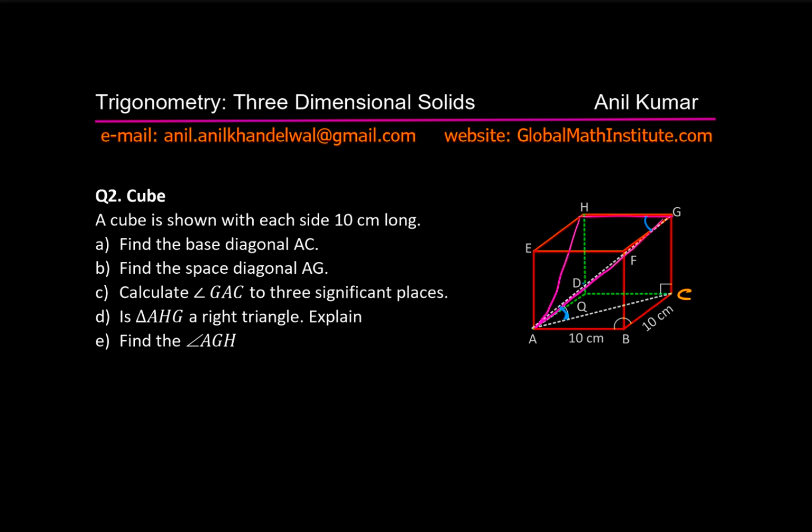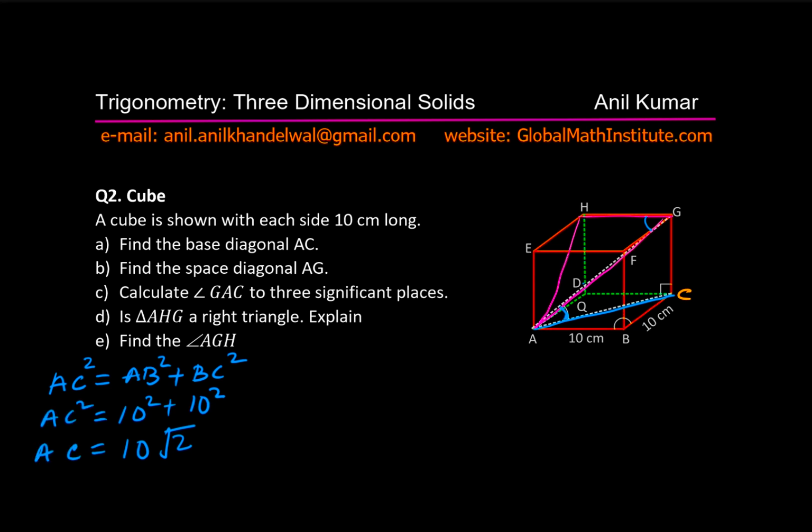Let's figure this out. Okay, so part A is find the base diagonal AC. So AC is this particular diagonal. We can use the Pythagorean theorem to find it. So we know AC square is equal to AB square plus BC square, which is 10 square plus 10 square. You can take 10 outside, right? And then you get square root of 2. And that is what AC is when you square root it. Is that clear to you?